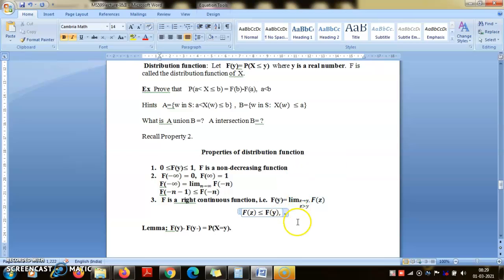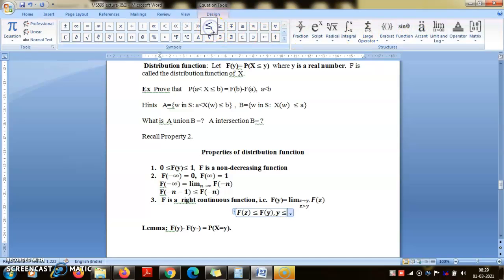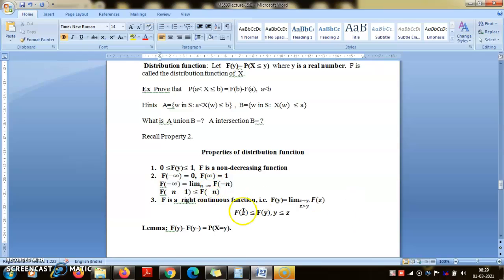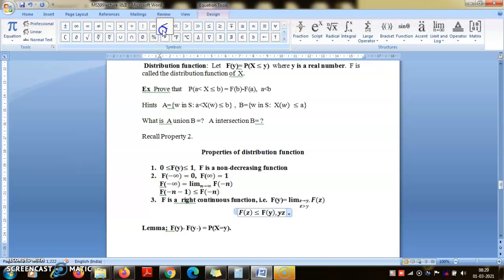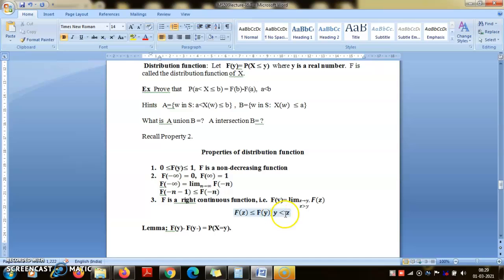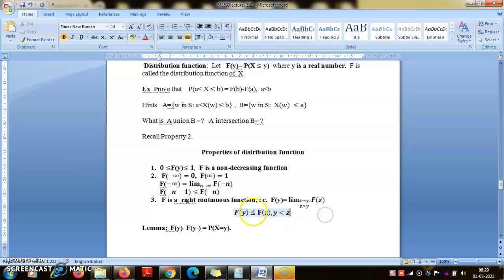I'm a bit slowed down today because all the keyboards are not responding. y is less than or equal to z. So you see, this is the main point: let me put it z, because I am taking the right limit, no? So give me any number y less than z, then fy is less than or equal to fz. So fy cannot be more than fz because f is a non-decreasing function.